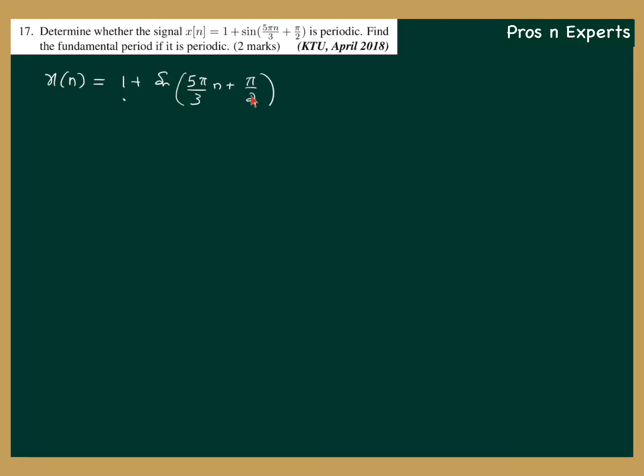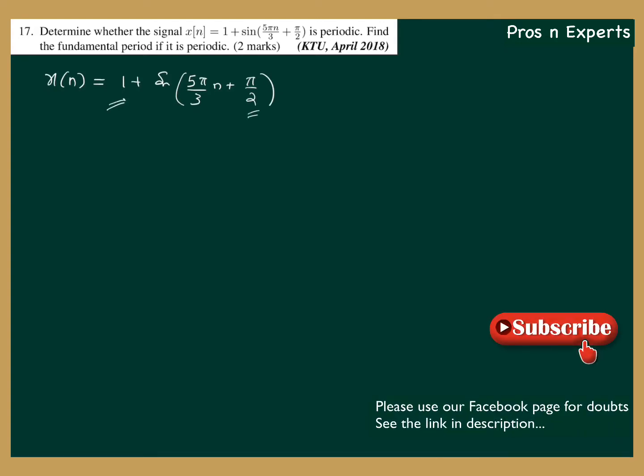Similarly, there's a pi by 2 addition inside this argument, which is a phase shift, which is also not going to affect the periodicity of the entire signal. That means the presence of 1 is a don't care and pi by 2 is also a don't care. So what we have to check is the omega, angular frequency of the signal, which is nothing but the coefficient of n, that is 5 pi by 3. Therefore omega equal to 5 pi by 3.